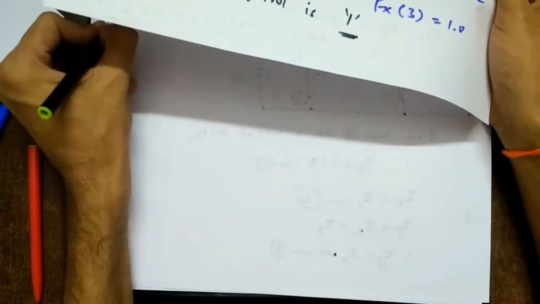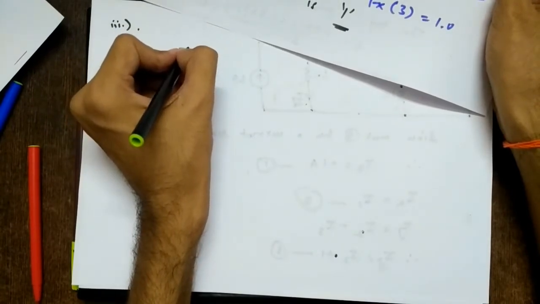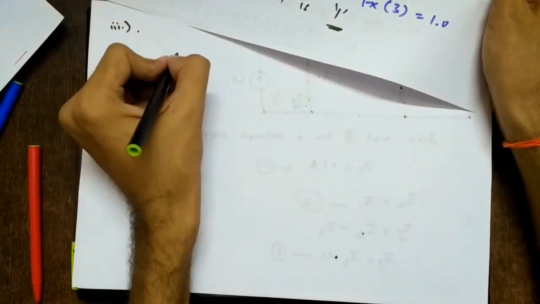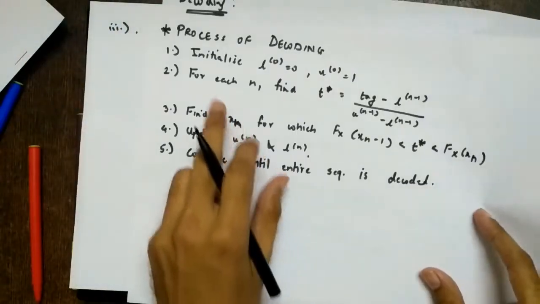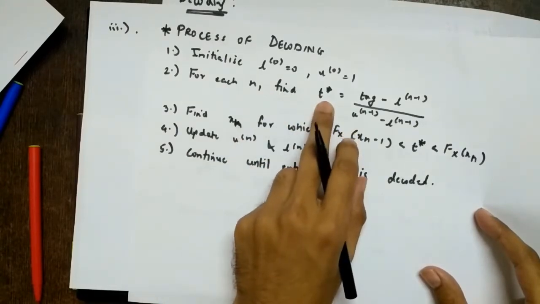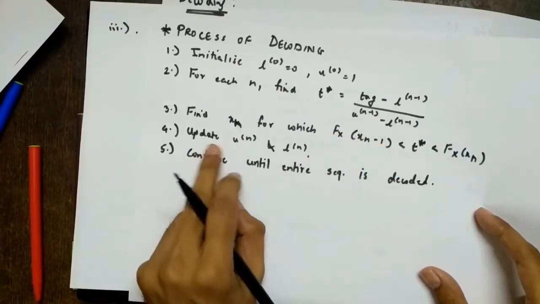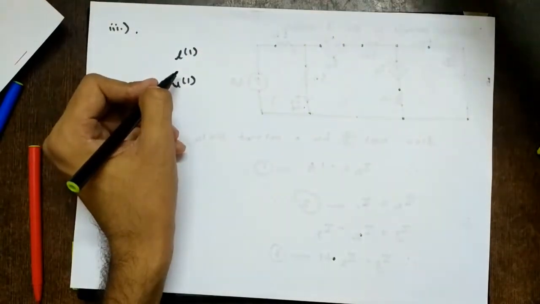So next, what do we do? We update the sequence. So we say L of 1, U of 1. If you see the process of decoding, for each n, first we have to find T star. We have found T star, then find xn. We have found xn. Xn was what? 1. We decoded it as 1. Then we have to update U of n and L of n. So I am updating L of 1 and U of 1.